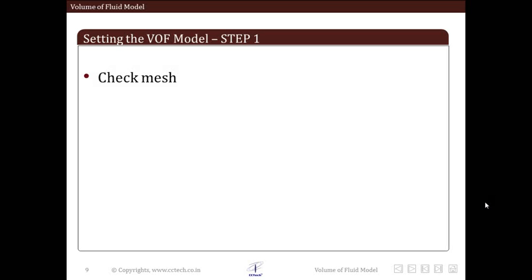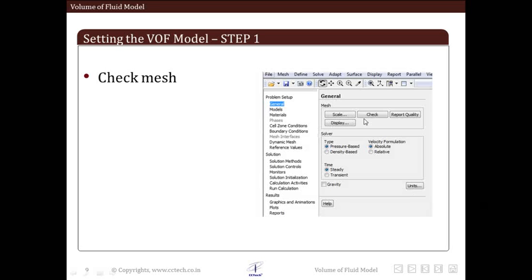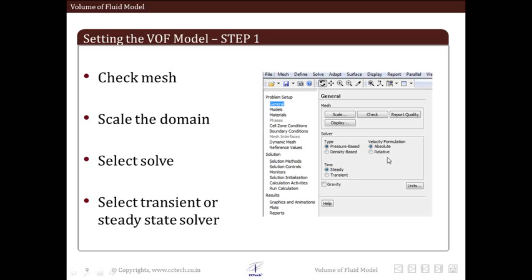In this, we import the mesh file. We check the mesh. That is, we click on this after importing the mesh file. After that, we scale the domain as needed with the dimensions that we want and the units that we want. After that, we select the solver. That is here, whether we want to use the pressure based solver or the density based solver. We also select whether the problem is transient or steady by clicking on either of the two. So this is the initial first step.